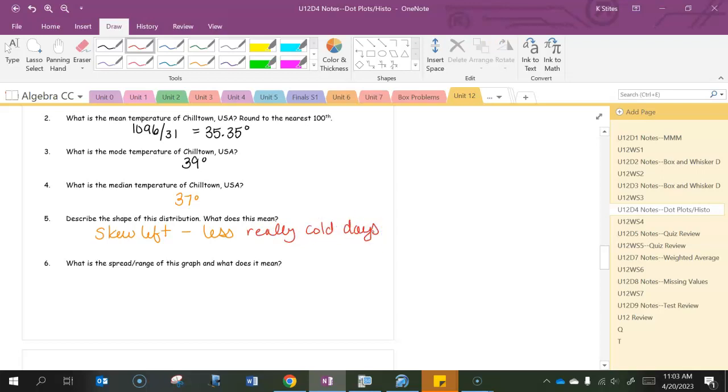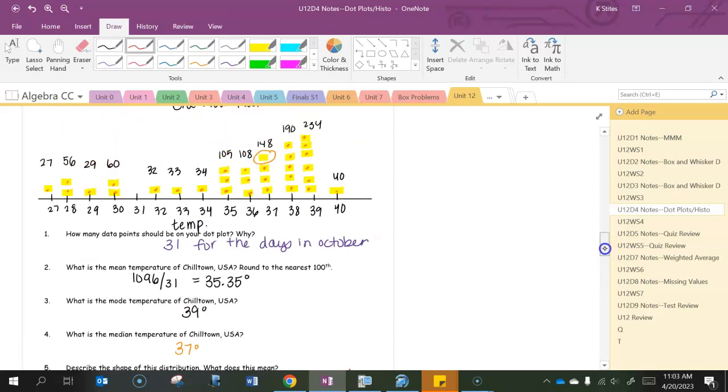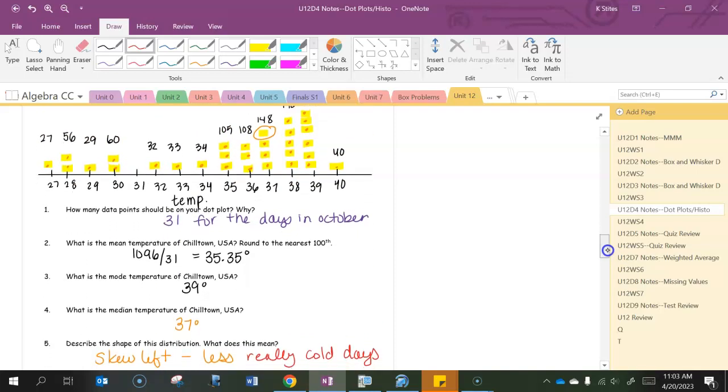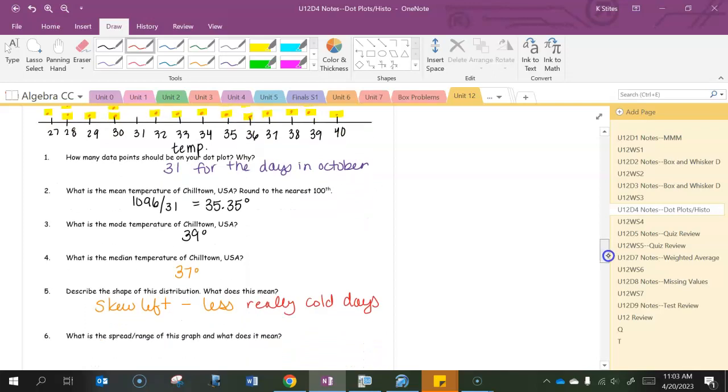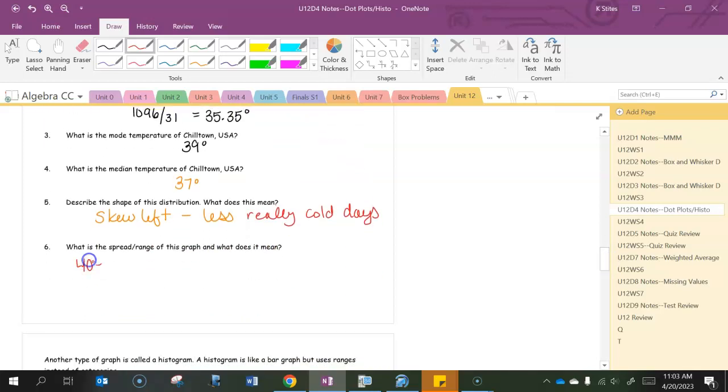Okay, and finally, what is the spread or range of this graph and what does it mean? So remember, spread or range, you're just taking your maximum minus your minimum. So this is 40 degrees minus 27 degrees, which is 13 degrees. And this is just the difference between the min and the max temperature.